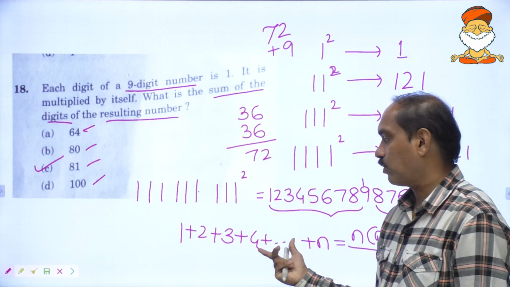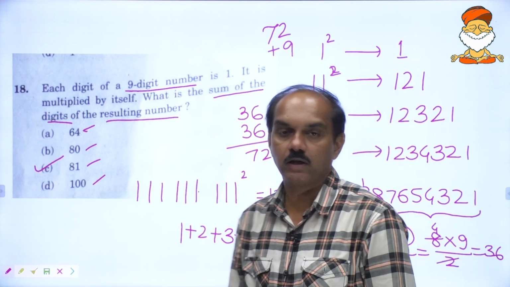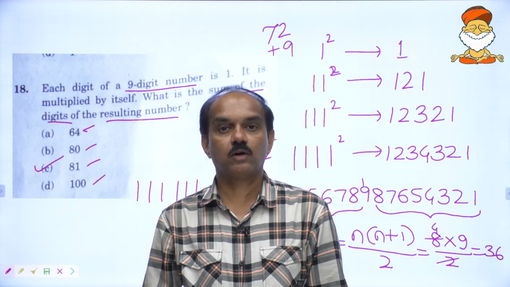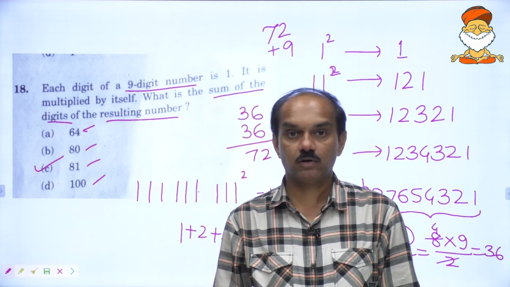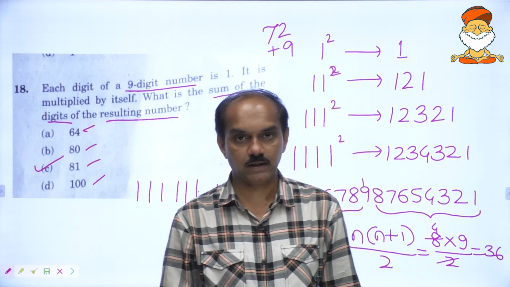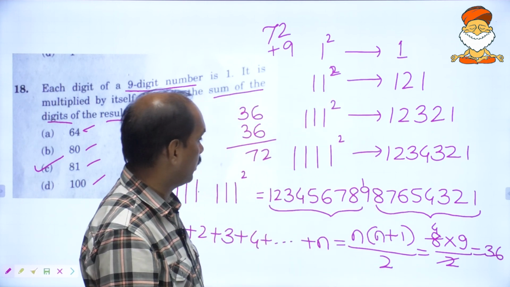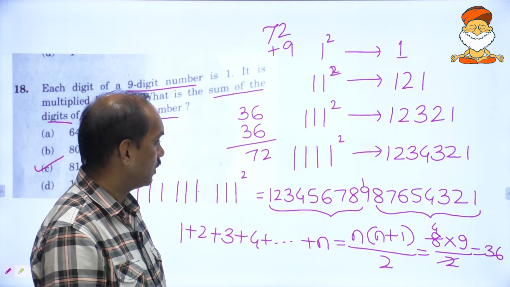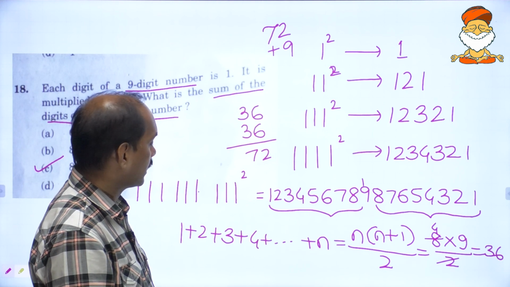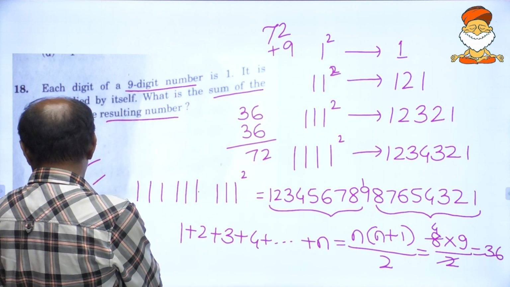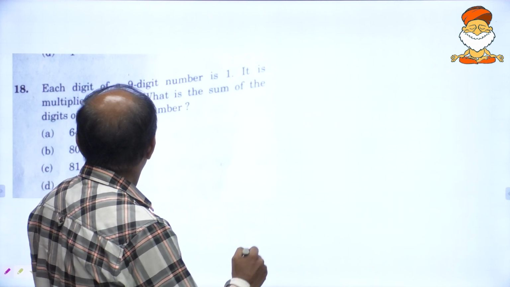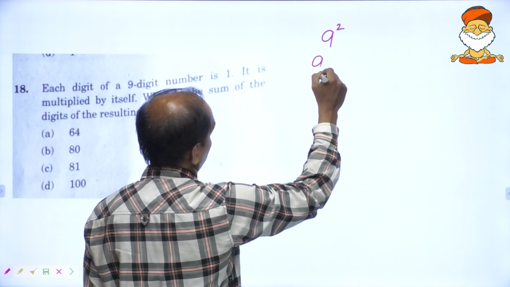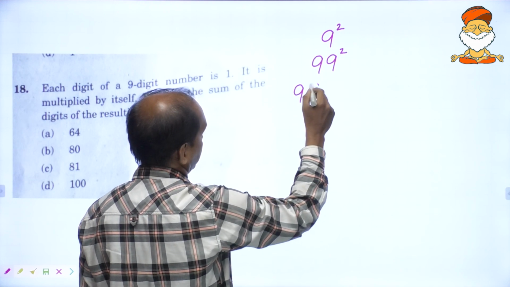And we have got formulas even to add squares: 1 square, 2 square, 3 square, 4 square. You have got even a formula to add the cubes of the first n natural numbers as well. You have got formulas even to add even numbers, odd numbers also. Now how to find squares of numbers involving only 9s? Let me tell you this also.